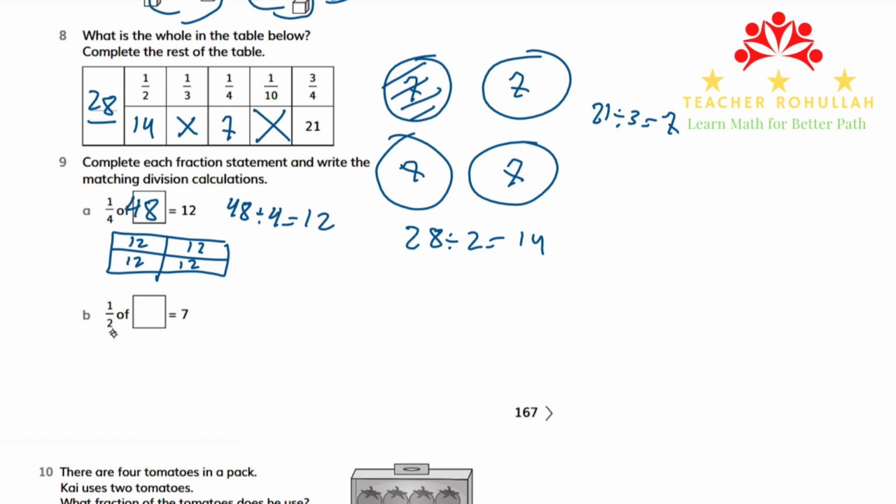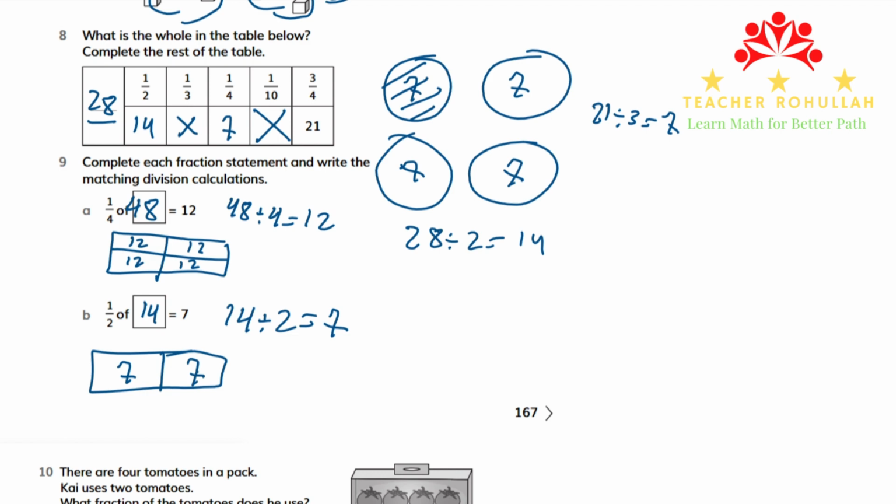In part B, we have 1/2 of something equals 7. The same way, if we have two equal parts, one of them is 7. Because both equal parts are showing the same thing, this one is also 7. 7 plus 7 is 14. 1/2 of 14 is 7. And we can write the matching division 14 divided by 2 equals 7. So this is the solution to question 9.